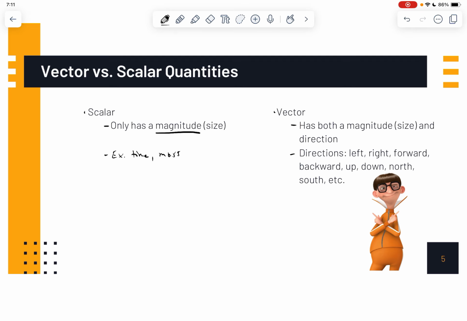If we're thinking about time, maybe you are holding a stopwatch, you hit start, you let it go for 90 seconds, and you hit end. So maybe we'll call T for time, so we have time is 90 seconds. For mass, maybe we have an object that weighs 100 kilograms.